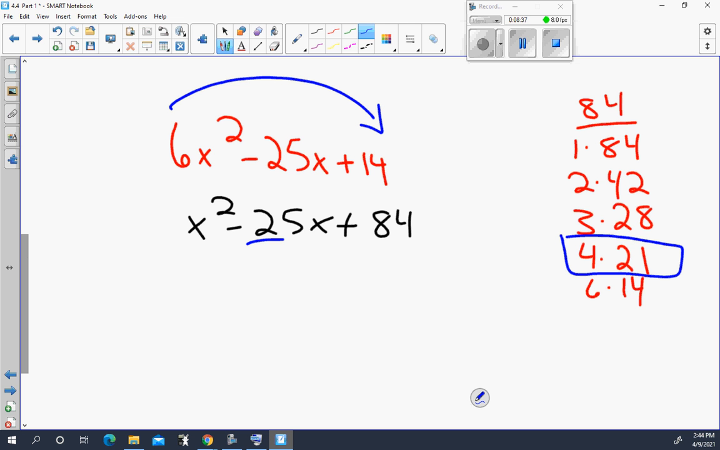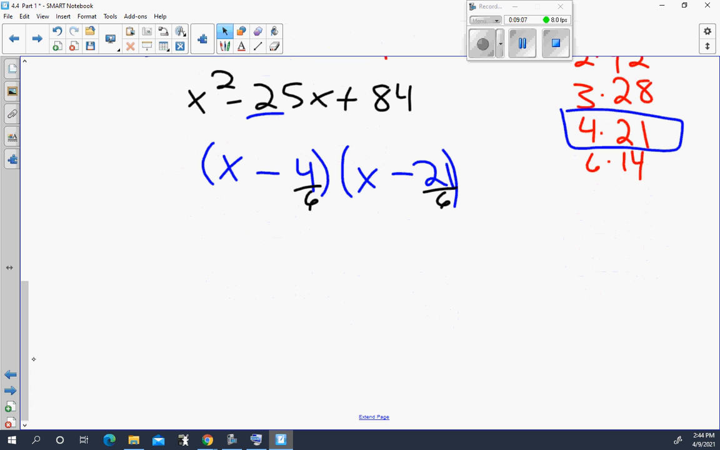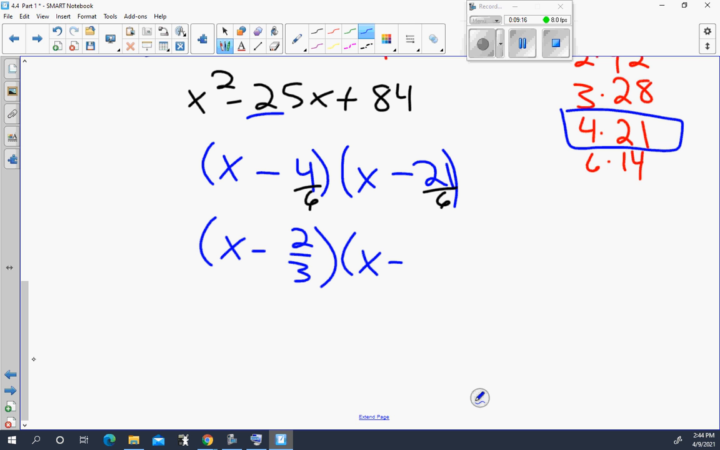Okay, so we get x, we get 4, we get 21. And we need a negative 25, so these both have to be negative. And then we have to divide by the 6. So we take that 4, divide by 6, 21 divided by 6. So what am I left with? x minus 2 over 3, and x minus... 3 goes into both those numbers, right? 7 over 2.